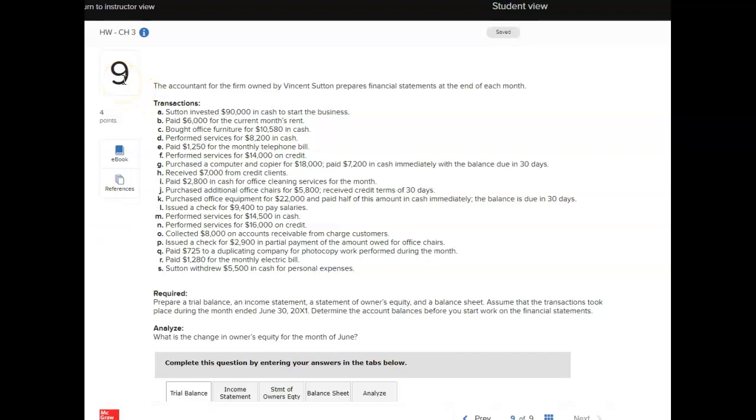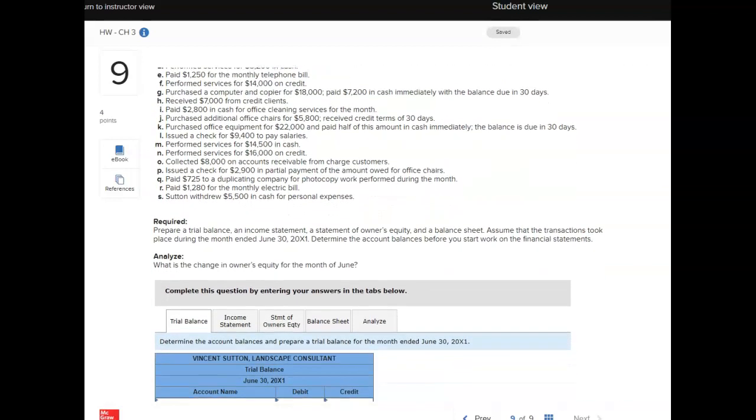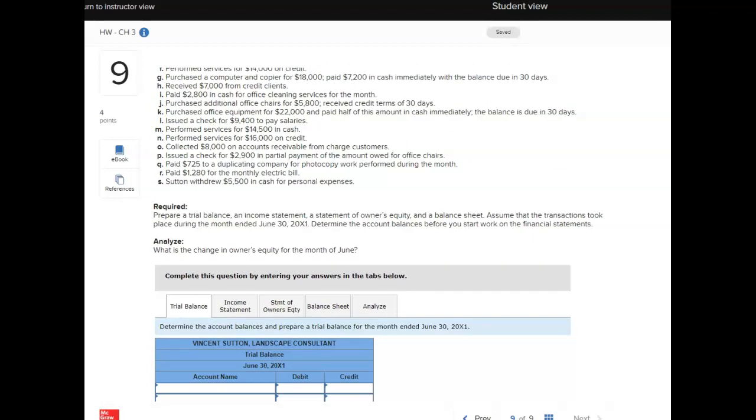This is problem 9 in your homework for chapter 3. Problem 9 can be a little confusing to students. Notice that the same transactions are listed in problem 9 as were listed in problem 8. You do not have to record the debits and credits again in problem number 9. What you need to do for problem 9 is to use the balances you posted in the T accounts that you completed in problem 8 to prepare a trial balance for the company in problem number 9.